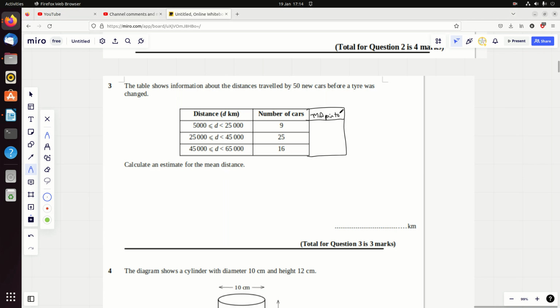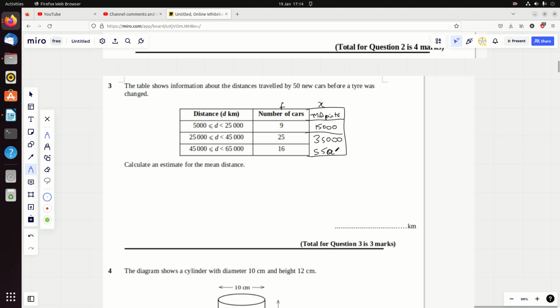Whenever you've got group data like this, you need midpoints, and then you do midpoint times frequency. This is the F column, this is going to be the X column. Okay, what's the middle of 5,000 and 25,000? 15,000. Yeah, not 1,500, 15,000. What have we got next? 25,000 and 45,000, that's going to be 35,000. And the middle of 45 and 65 is going to be 55,000.